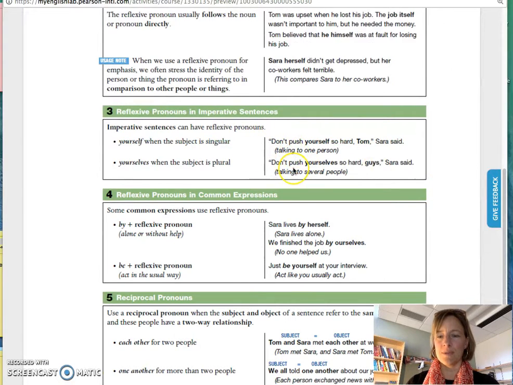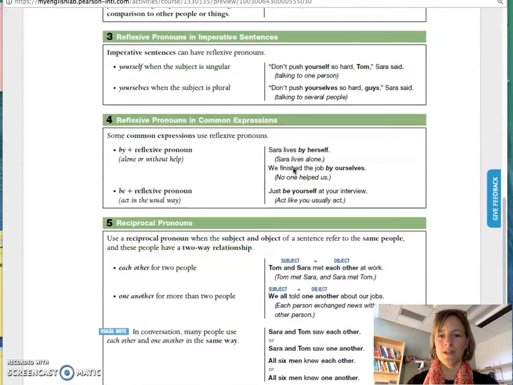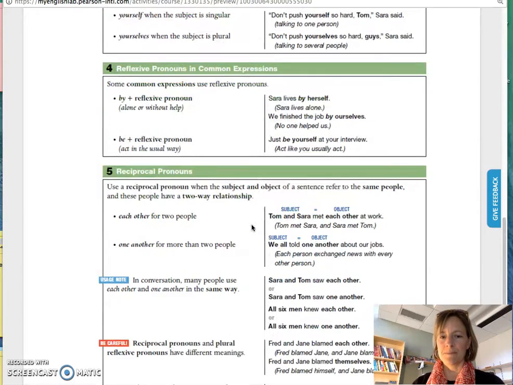And then there's another example here of how you could use them as well. They are very common. If I say, for example, my son does his homework himself, that means that he does it by himself. So those are really, really common to use, and that's what they're showing you here: by plus the pronoun. You'll hear people use these all the time.